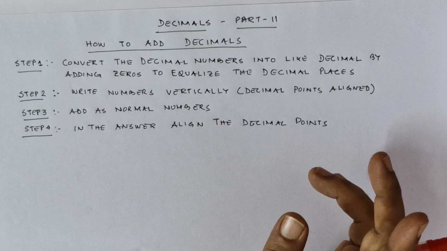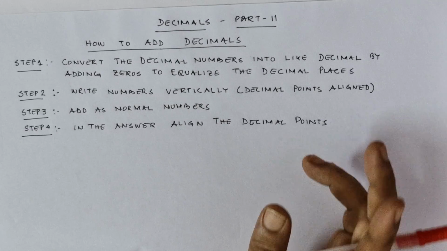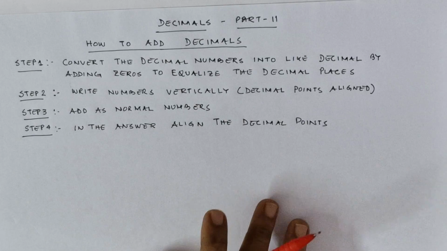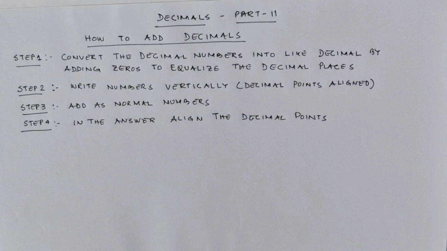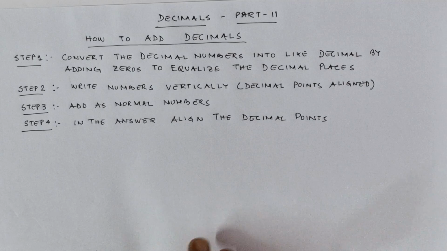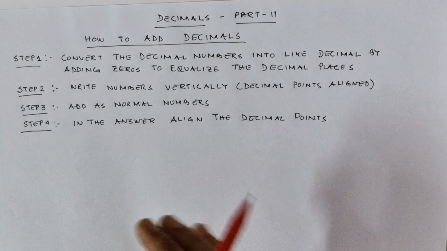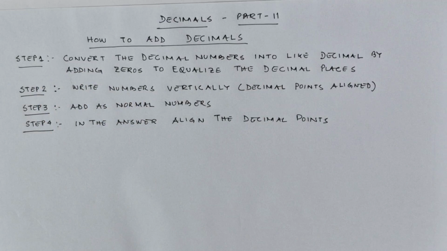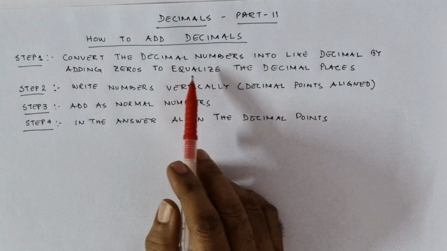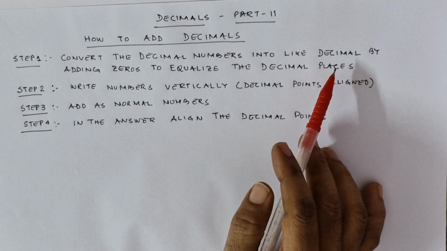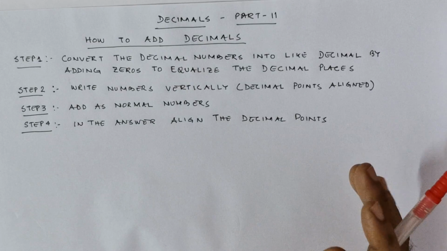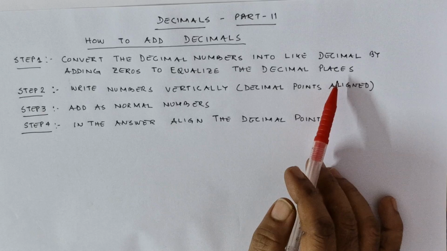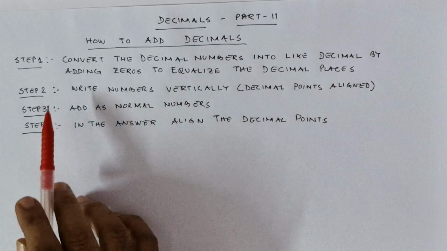Got it? What is that golden rule? Align the decimal points. So let's have a closer look at the steps. Before moving on to some examples, let's go through certain steps. Step 1 is, always remember, convert the decimal numbers into like decimals. We have already learned how to do that by adding zeros to equalize the decimal places. You have learned it, students.